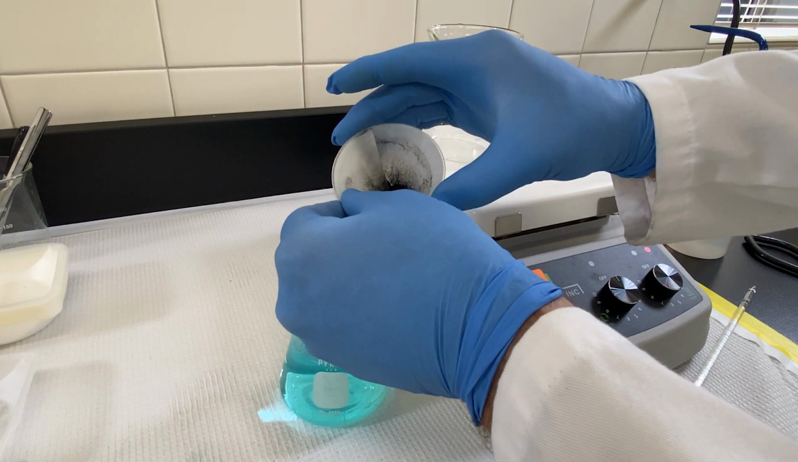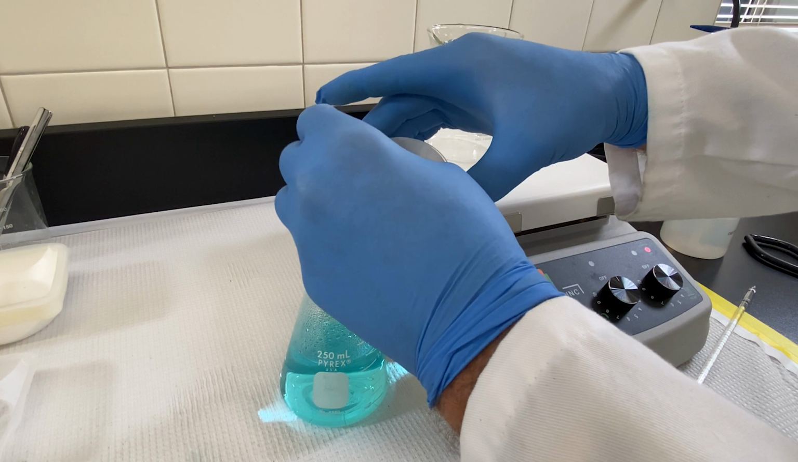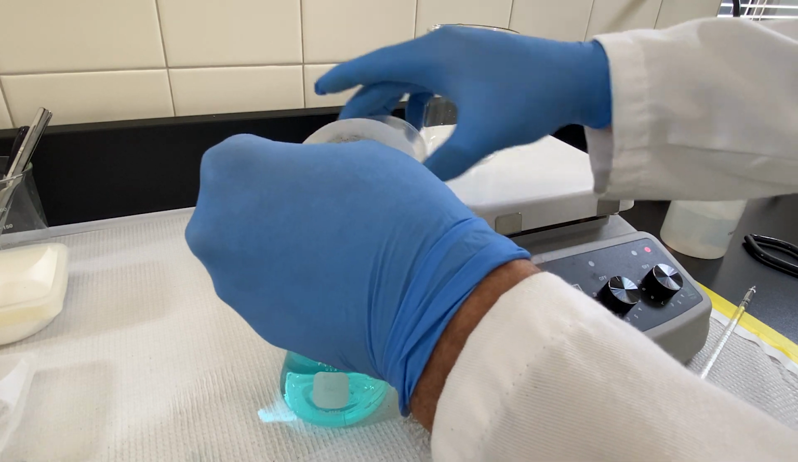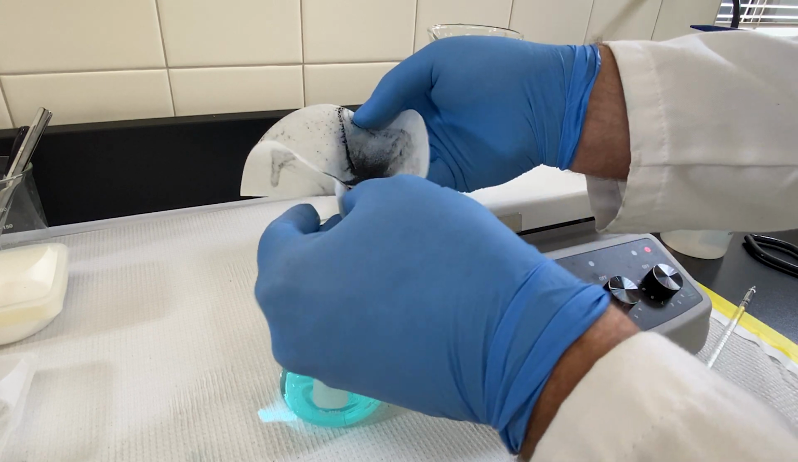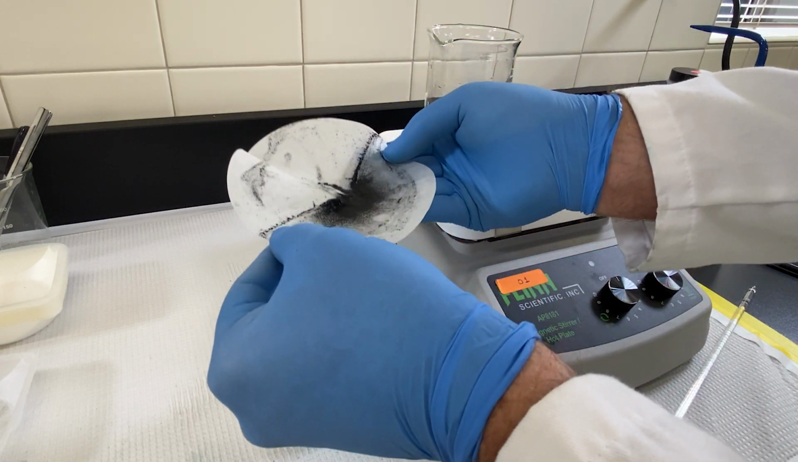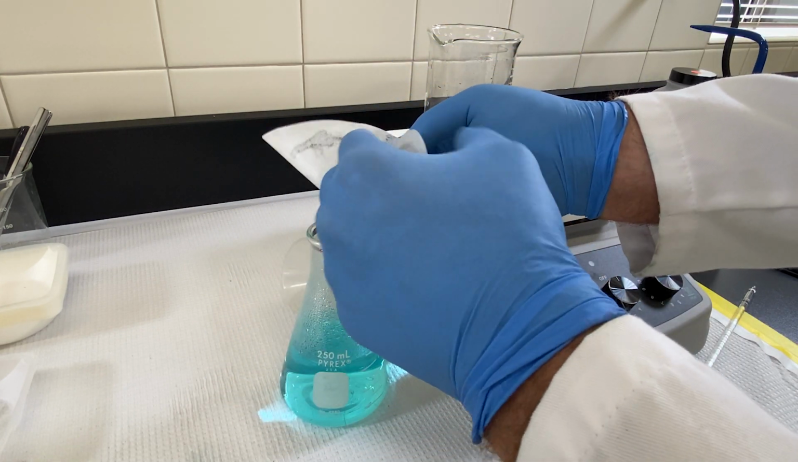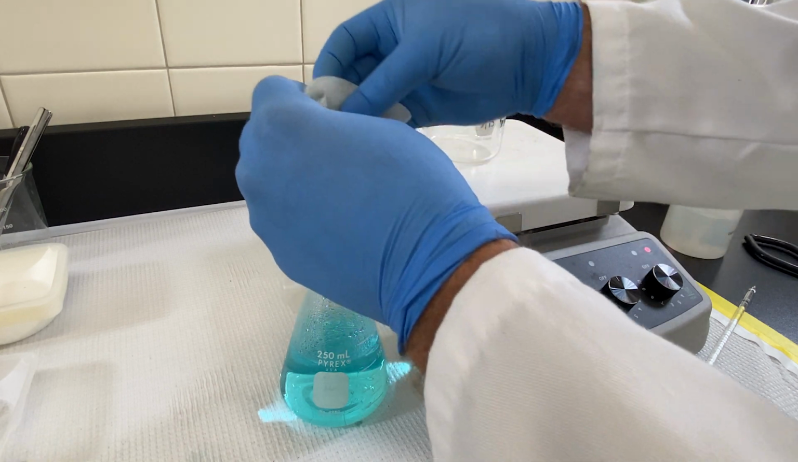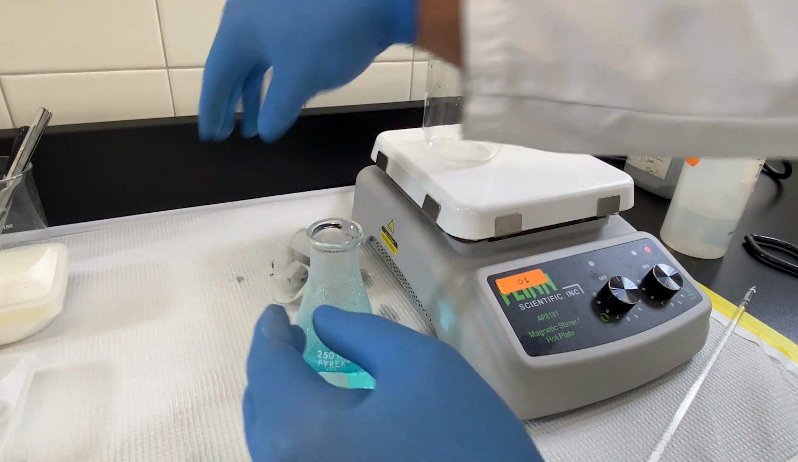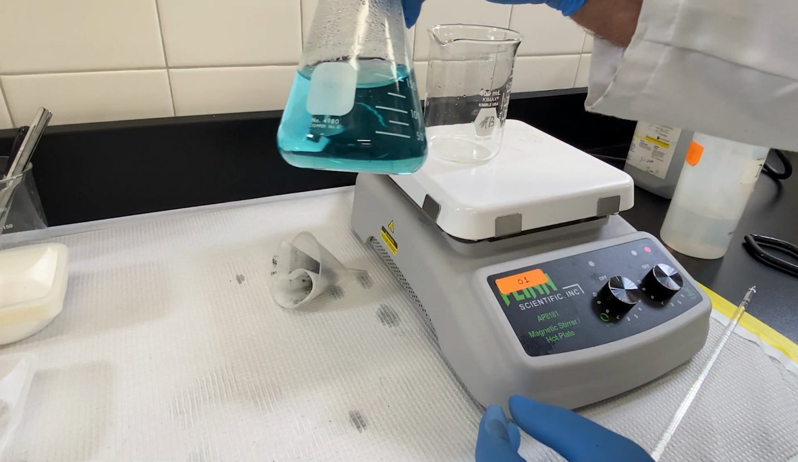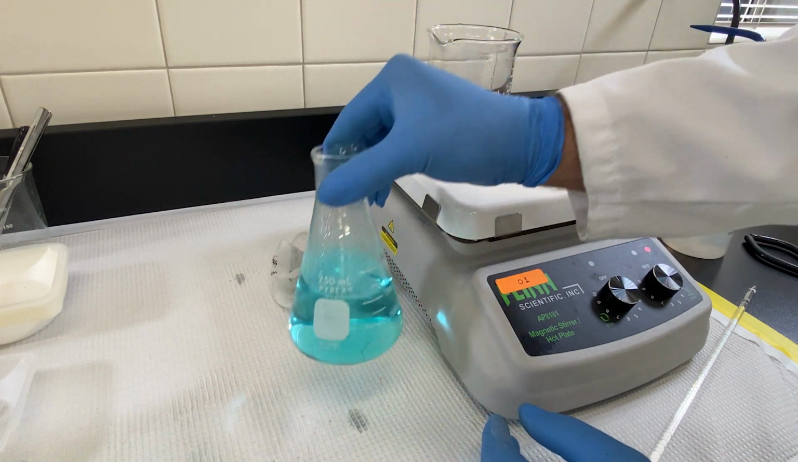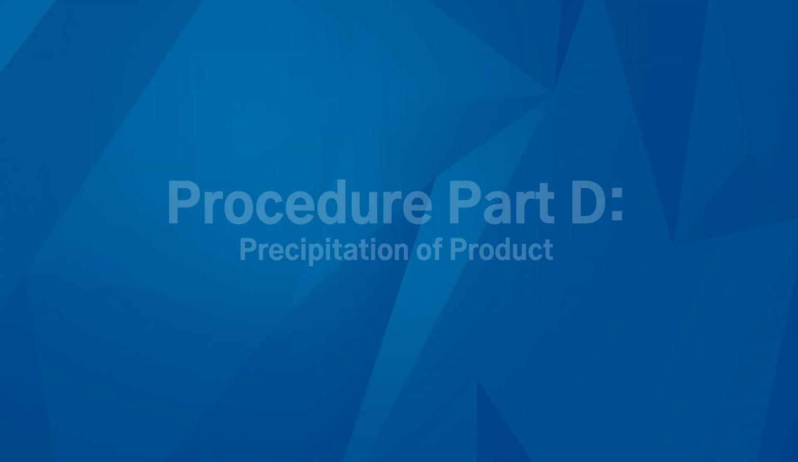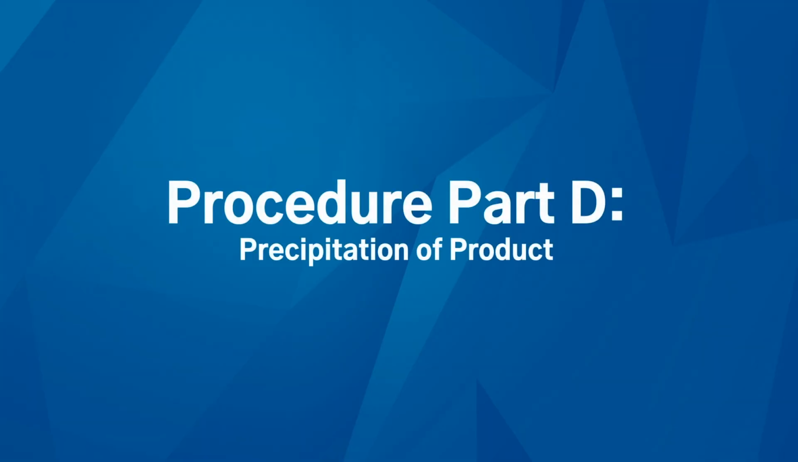The material which passes through the filter paper is referred to as the filtrate, and the material on the filter paper is referred to as the filtrand, or more commonly as the residue. So the black material or residue has now been removed, and what we're left with is a clear blue solution of water and all of the materials that were soluble in warm water.